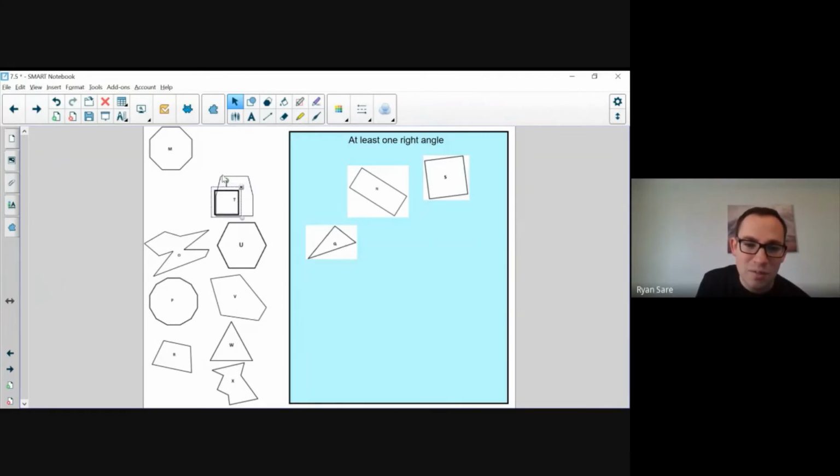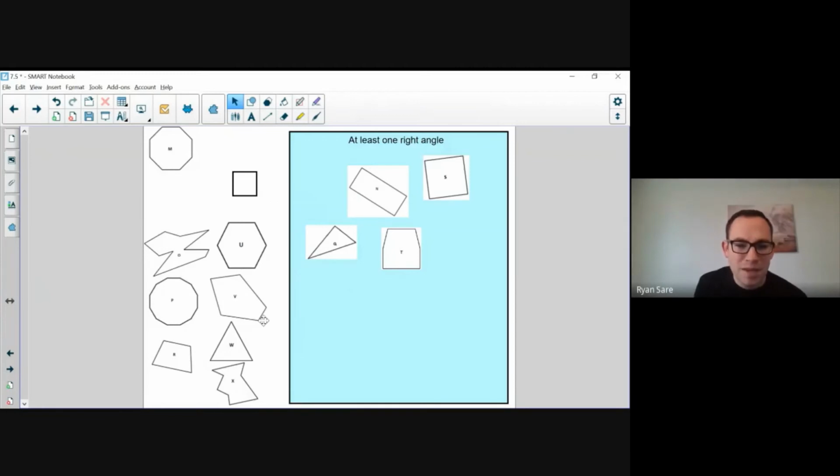So let's go ahead and check one that we think might be a right angle. And that's looking like those lines are matching up. So this one has at least one right angle. We already figured out with regular polygons that if one doesn't work, then none of them are going to work. And so none of those work.